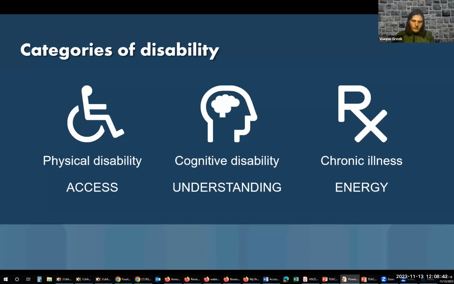And Meeks et al. add 2 categories to it. It says cognitive disabilities and chronic illness. So cognitive disabilities could be dyslexia, anxiety, ADHD. Chronic illness could be something like cancer, migraines, or diabetes. And when we look at these 3 categories, we can identify each group as having different challenges.